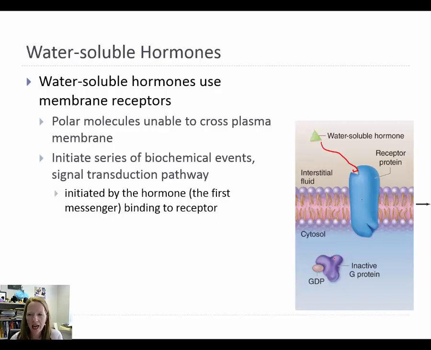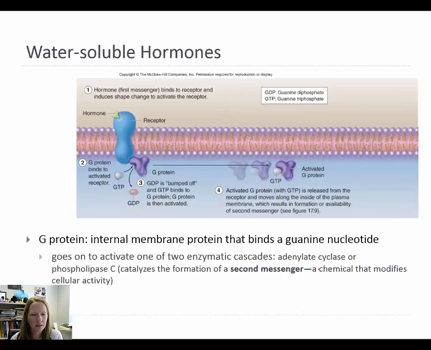As you can see, it's inactivated right now. It has something called a GDP on it. The DP means diphosphate. Really all a G protein is, is a protein found on the inside of the cell that binds a guanine nucleotide. That's basically it. If you don't want to know the specifics about it, you don't have to worry about that.